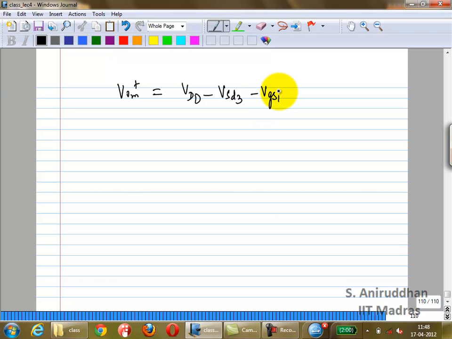Correct? So the reason I am asking you is, if I ask you for the output swing limit, don't blindly say VDD minus VD sat. Try to look at all the different parts of the circuit which are being affected and then decide. Okay? So this is your positive maximum. Of course, VSD3 you can manipulate, because after all it is a current source, you can bias it close to its saturation voltage.